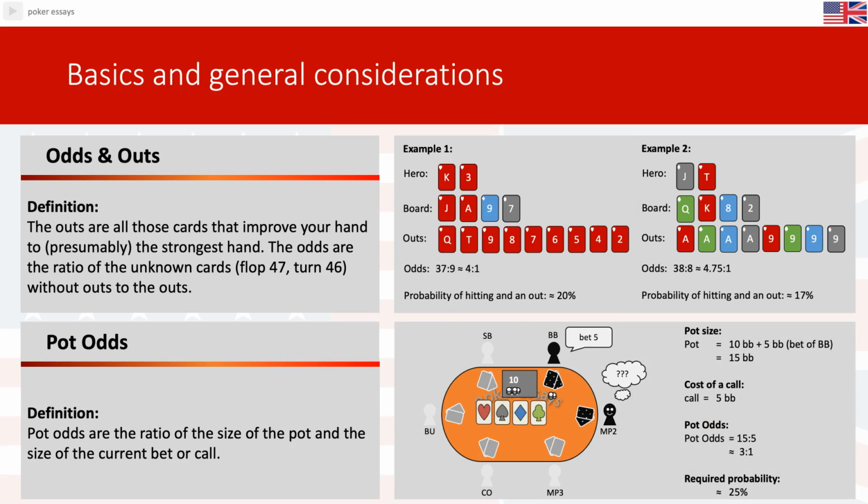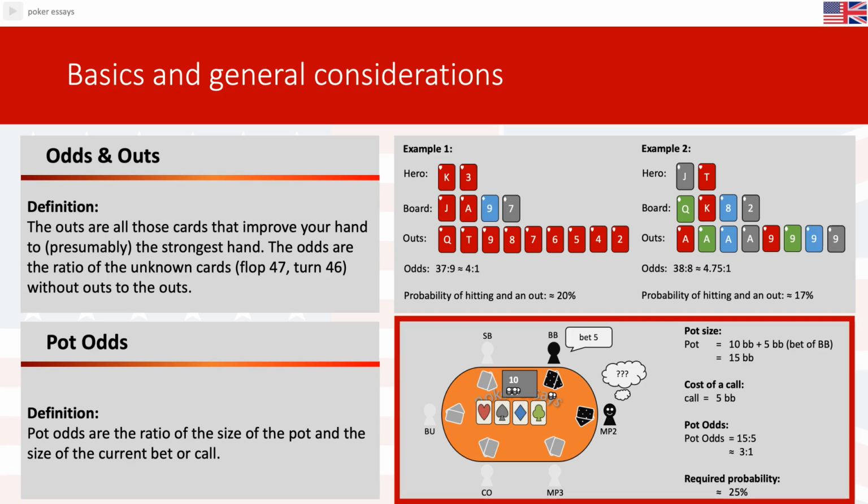The next important concept are the so-called pot odds. Pot odds are the ratio of the size of the pot and the size of the current bet or call. Take a look at the bottom right example. Only 2 players remain in the current pot, Big Blind and MP2. The pot size is 10 BB and Big Blind bets 5 BB. If you now want to determine the pot odds for MP2, first look at the pot size, which is 15 BB after the Big Blind's bet.